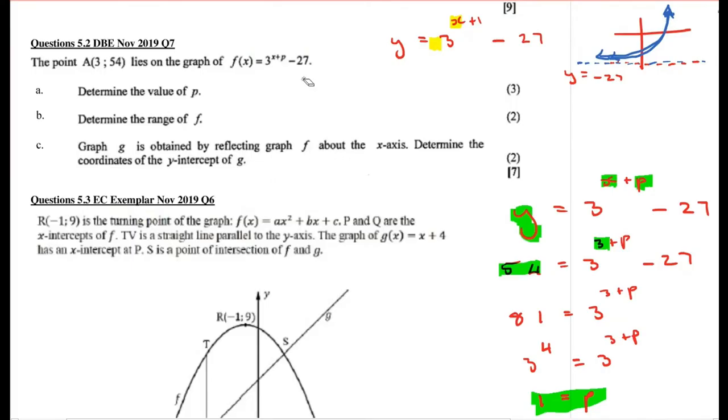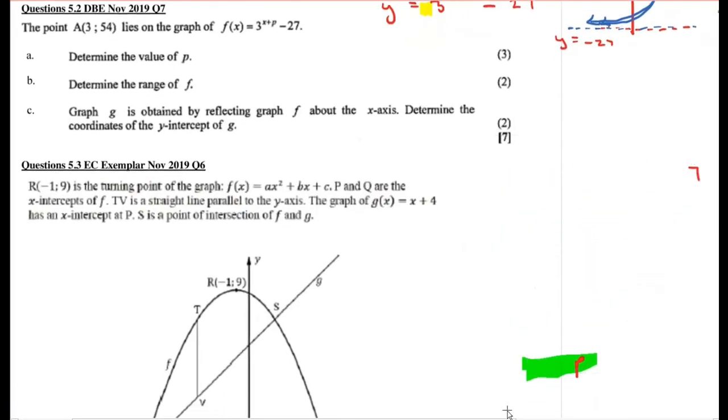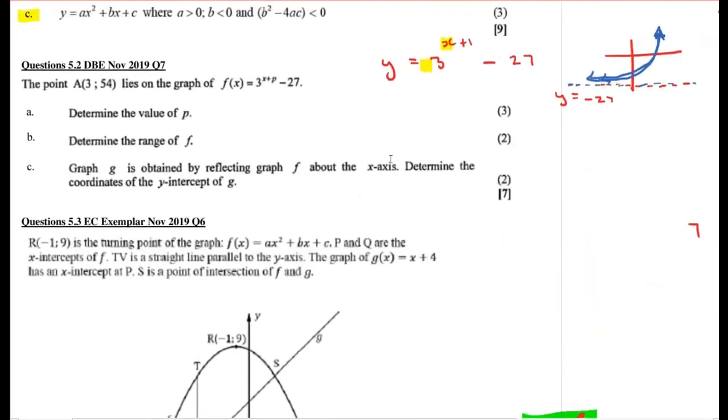Give me 2 ways of doing this. How am I going to find the new y-intercept? How am I going to do this? Okay, there's a couple of answers coming through here.